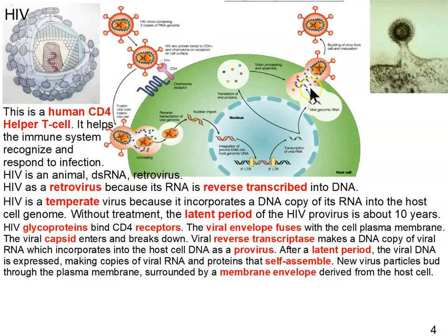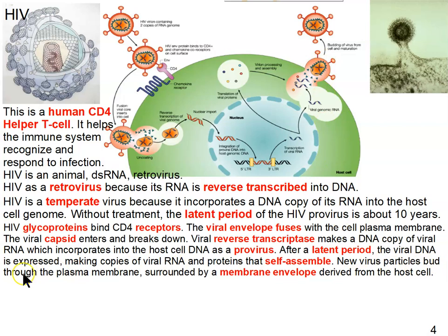And that RNA, not only are copies of that RNA going to be incorporated into the new viruses, but some of that RNA is messenger RNA that codes for viral proteins. So viral proteins are going to be made. And the viral proteins and the copies of the viral RNA come together and self-assemble. And then they bud from the cell.